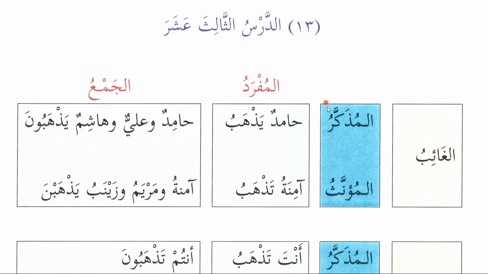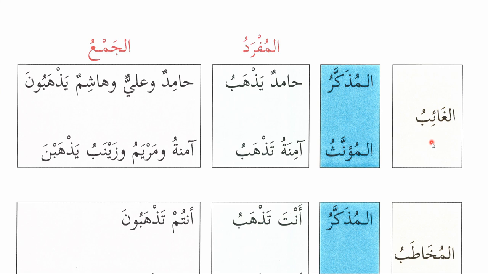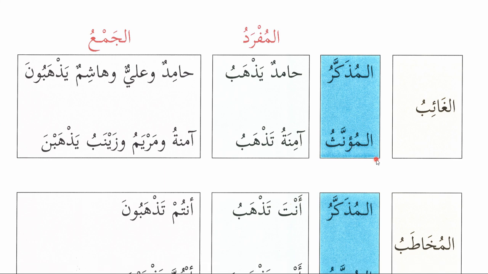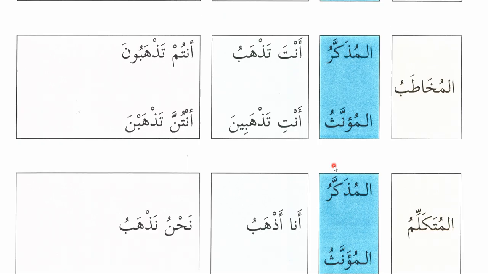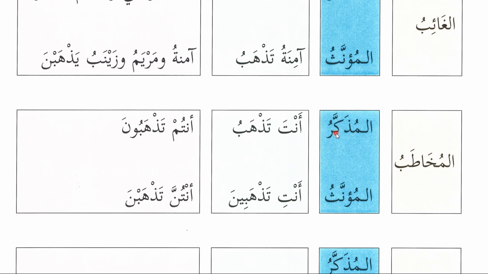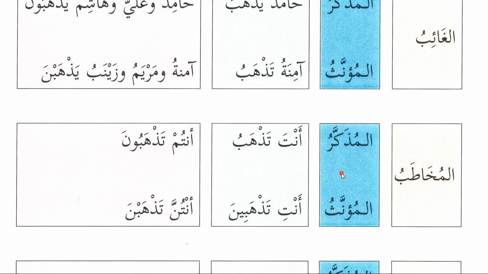In lesson number 13 of Madina book 2, you can see there is a table of the ghayab, and in this table they have only included one for the single male and the other for the single feminine. In the same way in the mukhatib, or the second person in English, one for the male singular and the other for the singular feminine. And for the mutakallim, we have ana and nahnu. As usual, we have two damirs in the mutakallim, but they have not included the plural and the muthanna ones, so that you don't get confused.